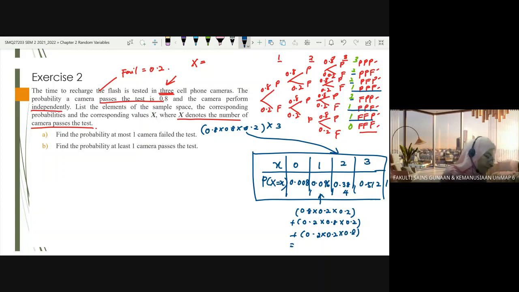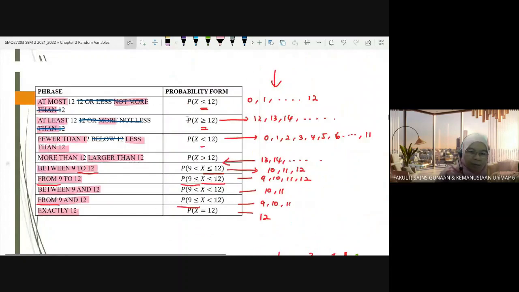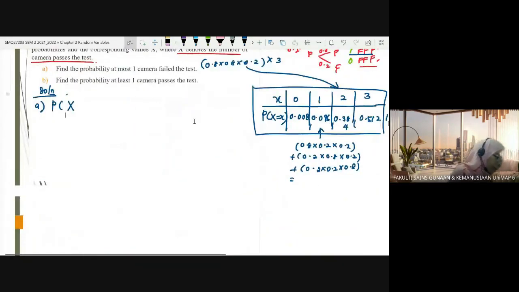Now, you need to find the probability that at most one camera fails the test. At most. So this is how we solve. Solution A: find the probability of X, reflecting the number of cameras that pass the test. What is the number? At most 1. So what is the symbol of at most? Less than or equal to. Less than or equal to 1, right?